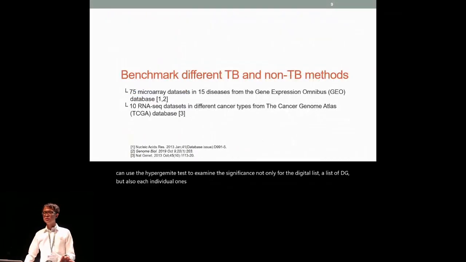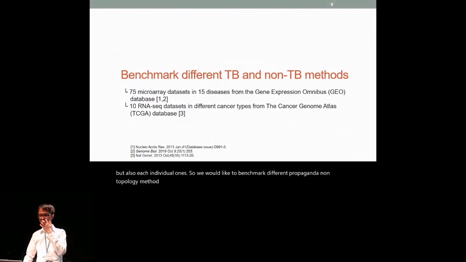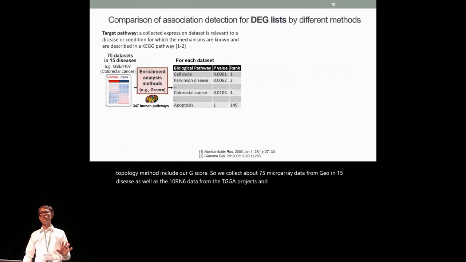So we would like to benchmark different topology and non-topology methods, including our G-score. We collected about 75 microarray datasets from GEO in 15 diseases, as well as 10 RNA-seq datasets from the TCGA projects. And we follow previous work to define the target pathway for each gene set.